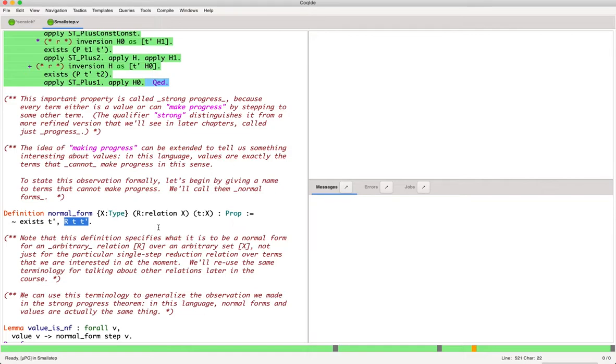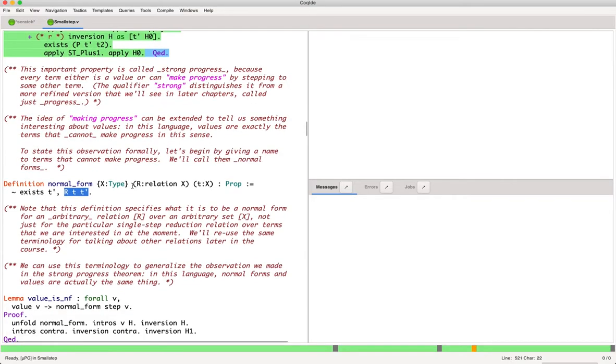Now, there's a relationship often between normal forms and values, and for this particular language, we can show, as we will in a minute, that values and normal forms are actually the same thing. In other words, in this language, no matter what you do, if you get to a point where you can't evaluate anymore, the thing you have must be a value.